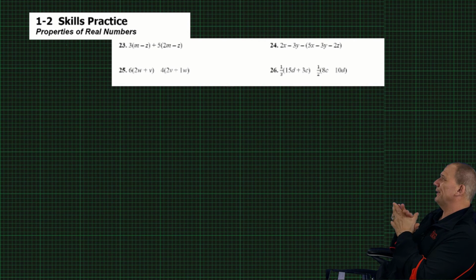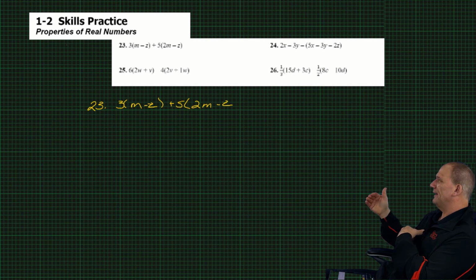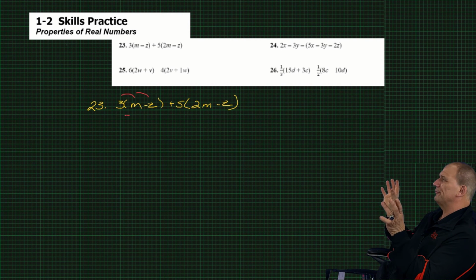All right, 23, what's special about this? Nothing really. Distribute to both terms, the 3 and the 5, and then combine them. So anytime we distribute, you know you're going to have to combine like terms. That's just standard. So 3m minus 3z plus 10m minus 5z.